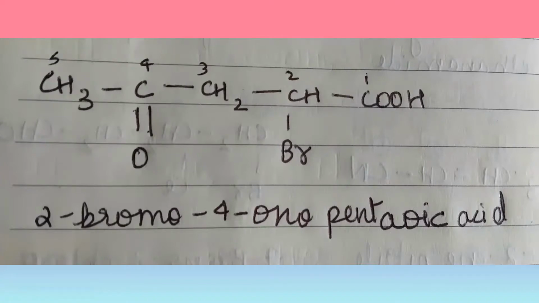2-bromo for the bromine attached on the 2nd carbon, 4-oxo for the ketone group attached on the 4th carbon, pent for the 5 carbons present in the main parent chain, ane for the single bonds present here, and oic acid as a suffix for the carboxylic acid present in this compound.